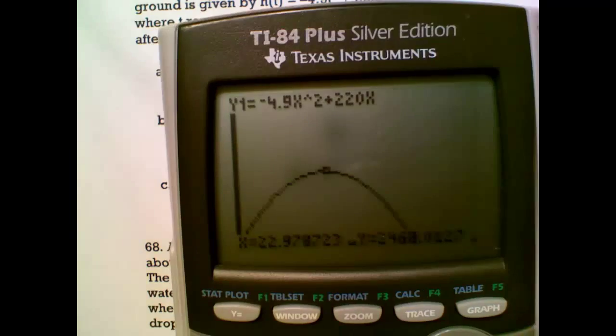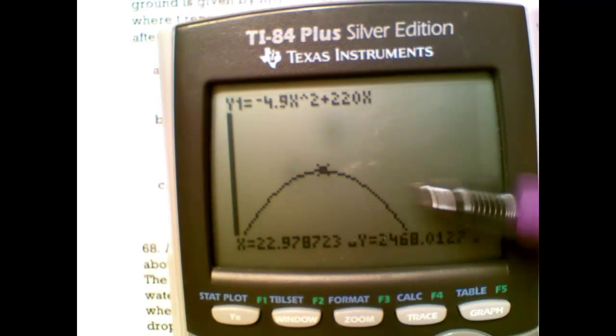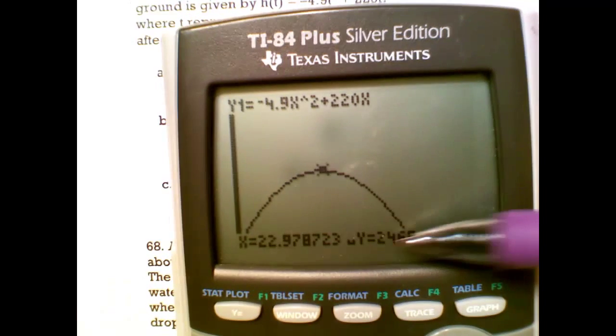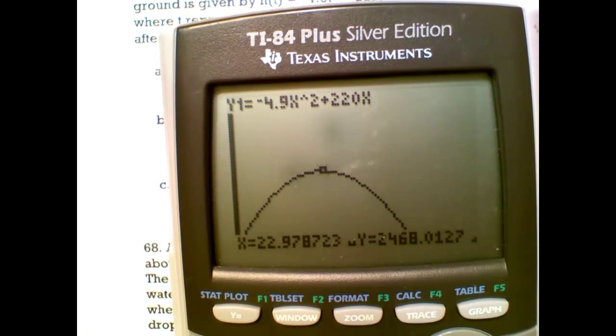And how high is the rocket at the highest point? Well, at 22.3 seconds, or 22.5 seconds, it looks like it's really close to 2,400. It's getting higher than that.